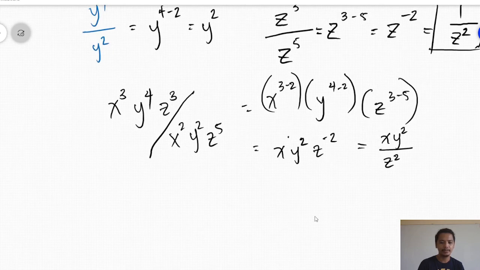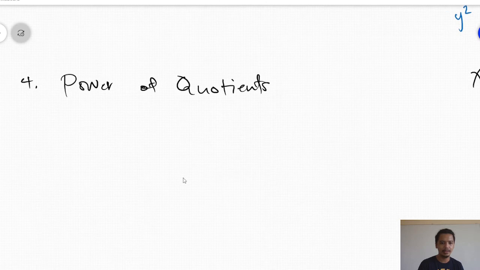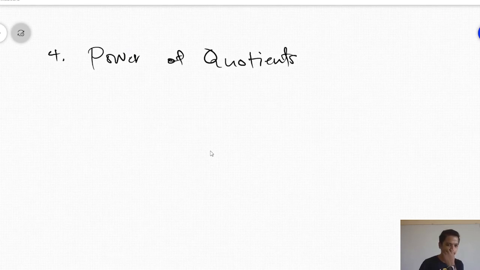Okay? So our last rule of exponent is power of quotients. Okay? So, by power of quotients, anong meron dito sa power of quotients? Okay? So, parang ano lang din to, power of power. Ang kaibahan nga lang, meron na tayong, let's say, meron na tayong division. Okay? Kung kanina rin sa power of power, yung normal lang.